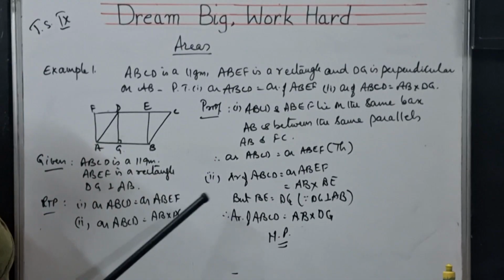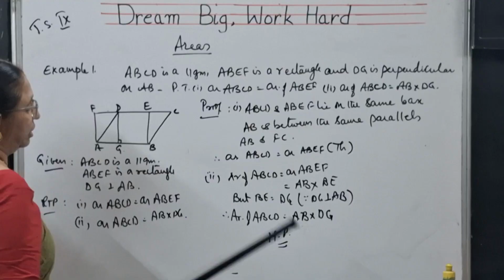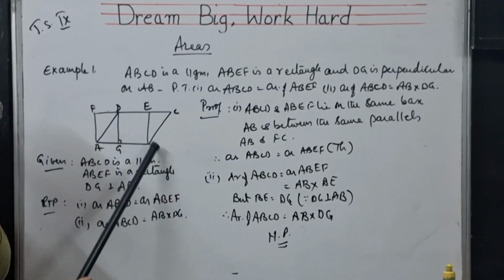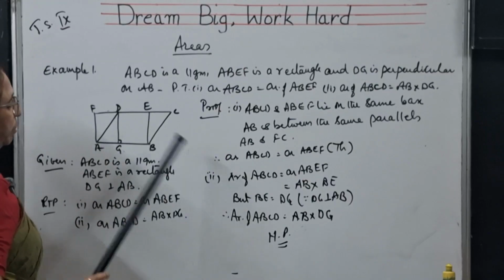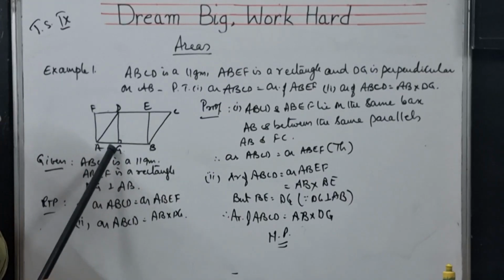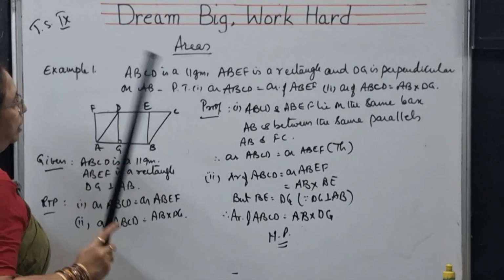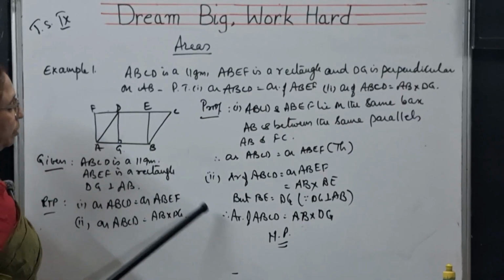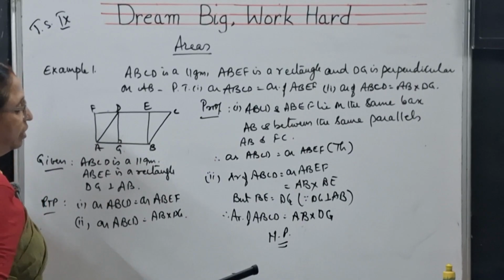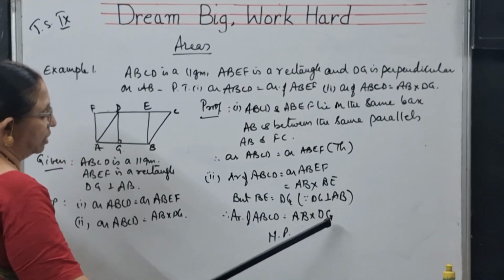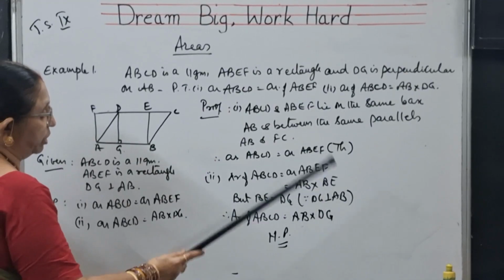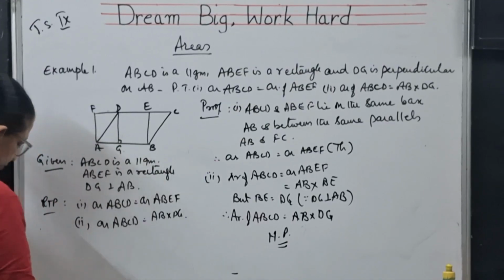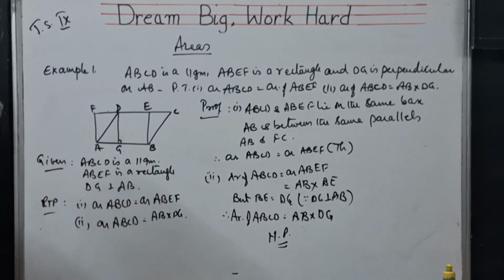Second bit, area of ABCD is equal to area of ABEF. ABEF is a rectangle, so length into breadth. Length is AB, breadth is BE. But BE can be taken as DG because DG is perpendicular to AB. We can take them as equal in length. So in the place of BE I have taken DG. So area of ABCD is equal to AB into DG. It is the second proof. Please note it down.